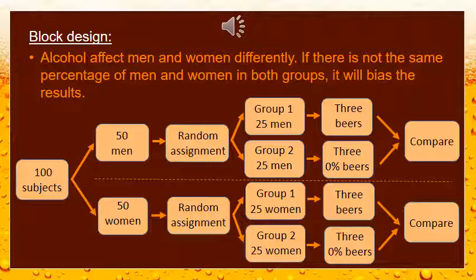So here you see, you have a randomized comparative experiment up the line with men and down below the line with women. So my 50 men, I will randomly assign men into 2 groups, one experimental group and one control group. The experimental group will drink beers, and the control group will drink non-alcoholic beers. And then I will compare men with men. I will do the exact same thing with women. So I will compare women who drink beer and women who do not drink beer. So here, if initially gender was a lurking variable, by doing a block design, by using gender as my blocking variable, I can eliminate that source of bias because I separately compare men and women.